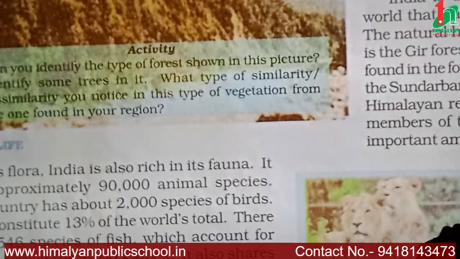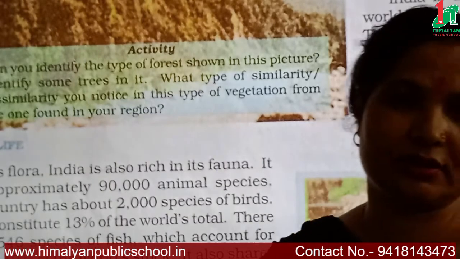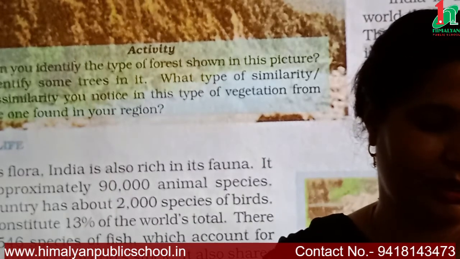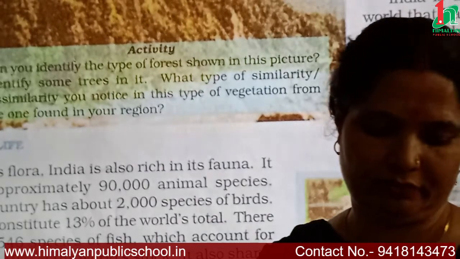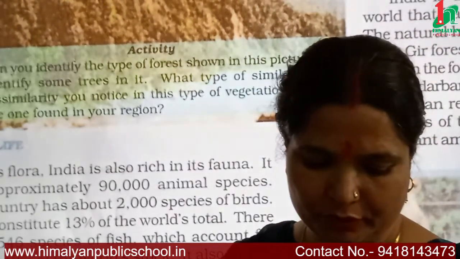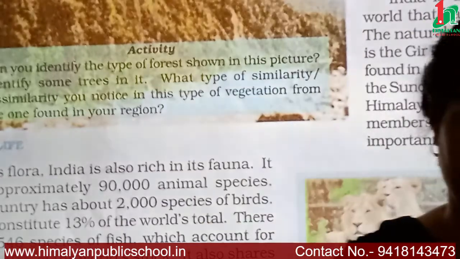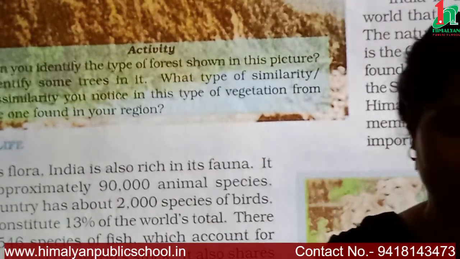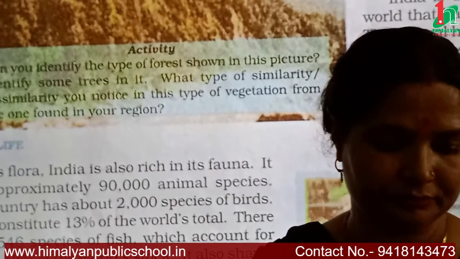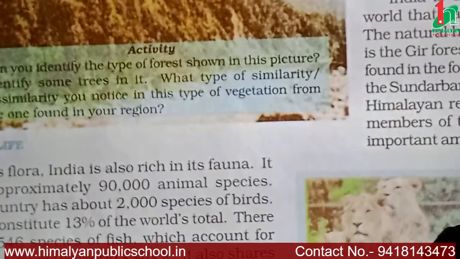In the last class, we already discussed the chapter. The name of the chapter is Natural Vegetation and Wildlife. This chapter is from your Geography book, and the number of this chapter is 5th. At that time, we had already discussed the flora.